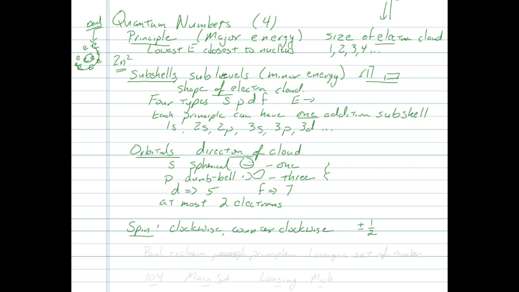Each electron, according to the Pauli exclusion principle, can have, if I could spell, it'd be dangerous. Each electron in one atom can have one unique set of the numbers.